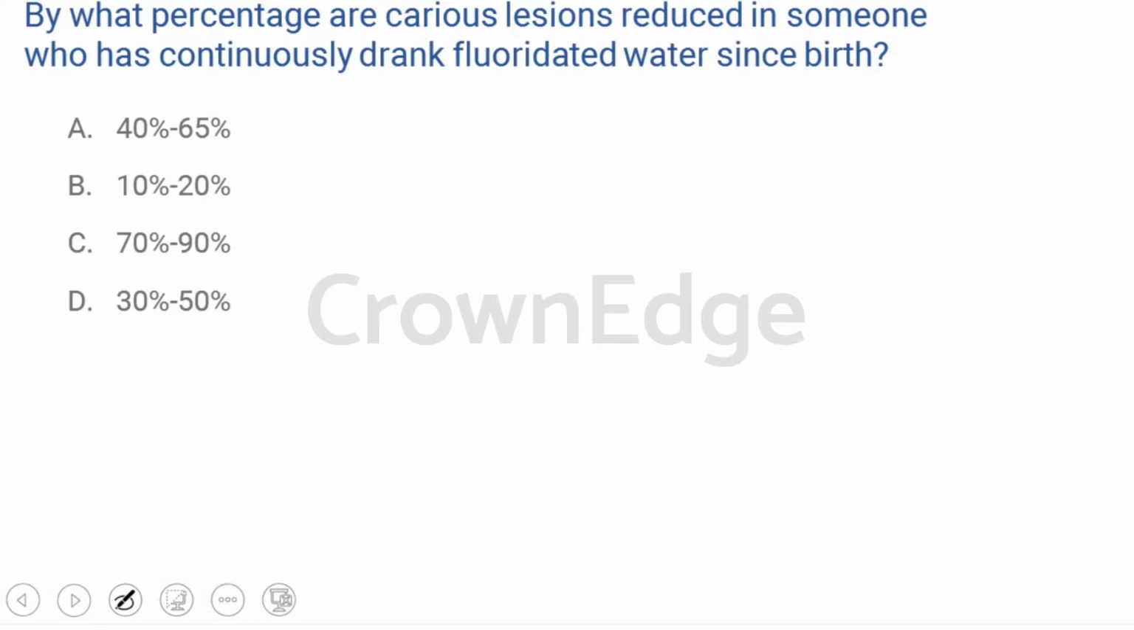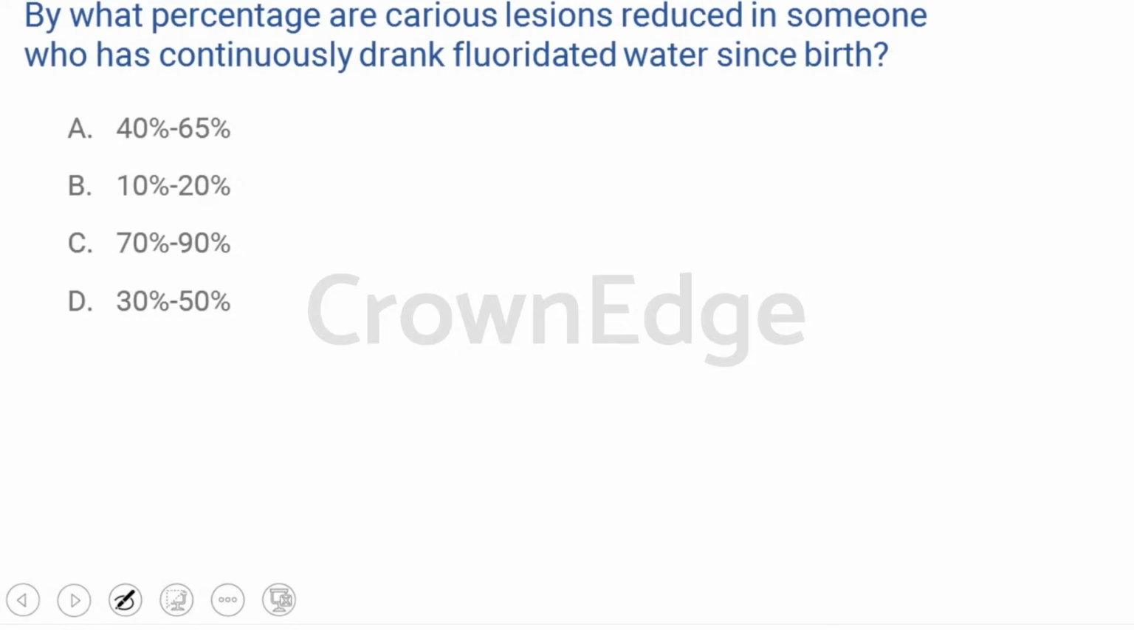Option B is out of consideration because a 10 to 20% decrease is not something that you would see with fluoridated water. Now 30 to 50 and 40 to 65 look like probable amounts, and C again is too high. 70 to 90% of anticholinergic effect is a little too high.